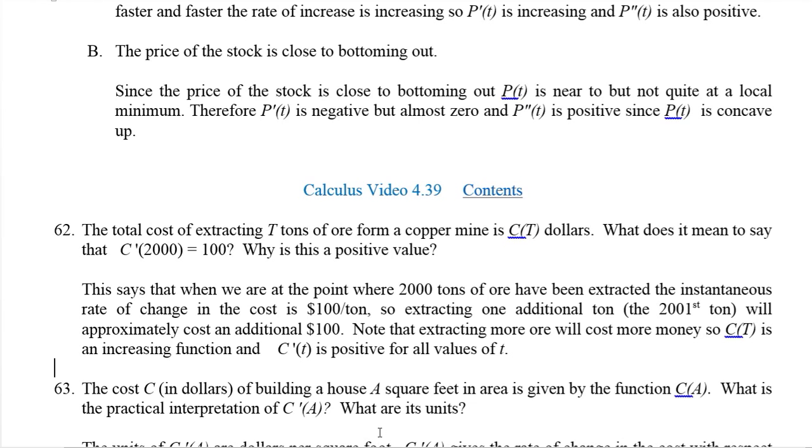How about this next one? The cost C in dollars of building a house, A square feet in area, is given by the function C of A. What is a practical interpretation of C prime of A, and what are its units? And how about what is its sign, too?